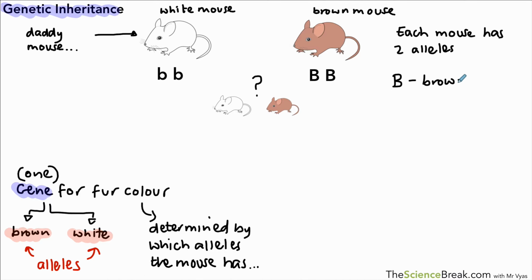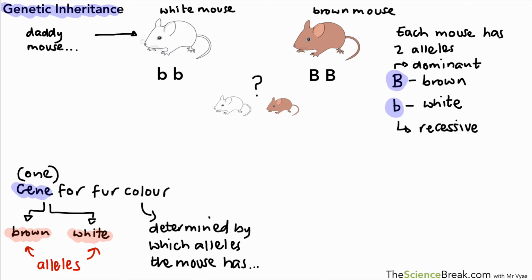So we have a capital B that stands for brown, and we're going to use a lowercase b that stands for white. Remember, we must always use the same letter. So we can't use B and W, we use B uppercase and lowercase. And the capital B stands for dominant. So the allele for brown fur is dominant, and the allele for white fur is the opposite of dominant, and we call that recessive. So the allele for white fur is recessive.